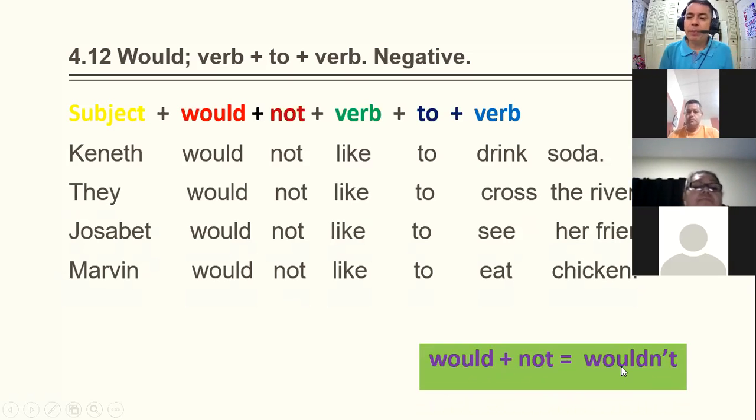Now, please, repeat after me. Kenneth would not like to drink soda. Kenneth wouldn't like to drink soda. They would not like to cross the river. They wouldn't like to cross the river. Josabeth would not like to see her friend. Josabeth wouldn't like to see her friend. Marvin would not like to eat chicken. Marvin wouldn't like to eat chicken. Sorry, do you have any question about this? Okay, let's continue, please.